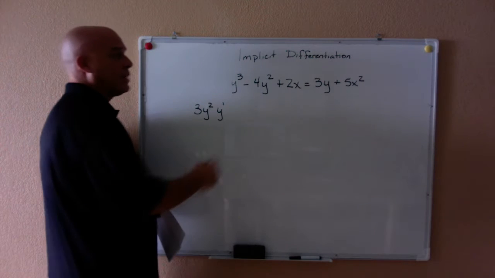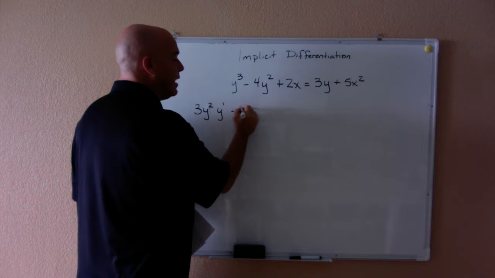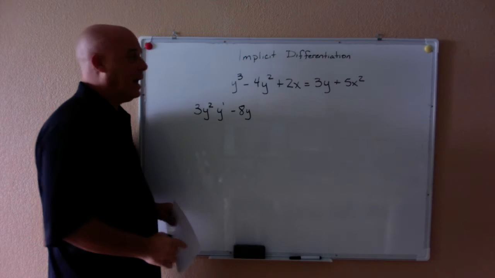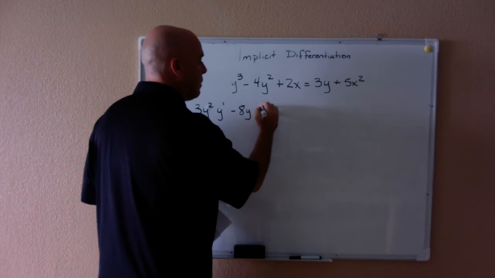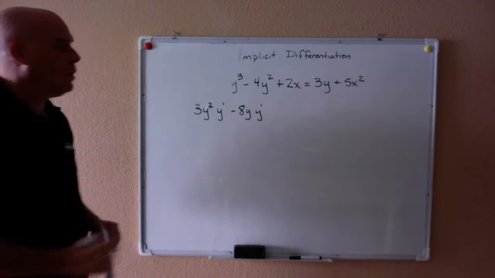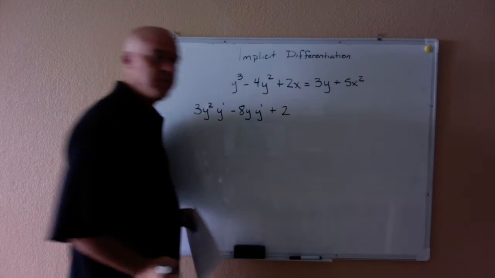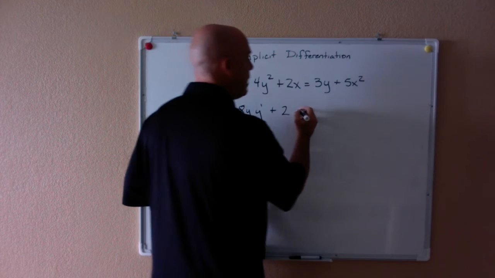I'm going to go to the next term, negative 4y squared. Using the power rule, that's going to get me negative 8y. And again, I'm taking the derivative with respect to x, and so I'm going to find the derivative of the inside, or y prime again, plus the derivative of 2x, which is just going to be 2, times the derivative of x with respect to x, which is 1, so I don't need to see that.